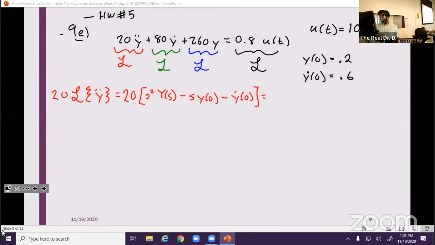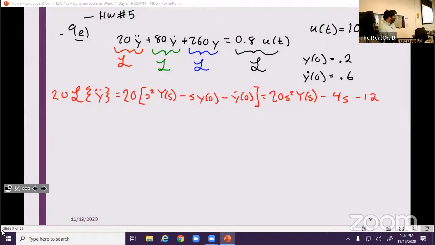So we can combine this, so we're going to have minus 0.2s minus 0.6. Oh, sorry, I've got to multiply that by 20. There we go. I multiply each term by 20. So 20 times 0.2, last time I checked, that should be 4. And 20 times 0.6 should be 12. Still got it.